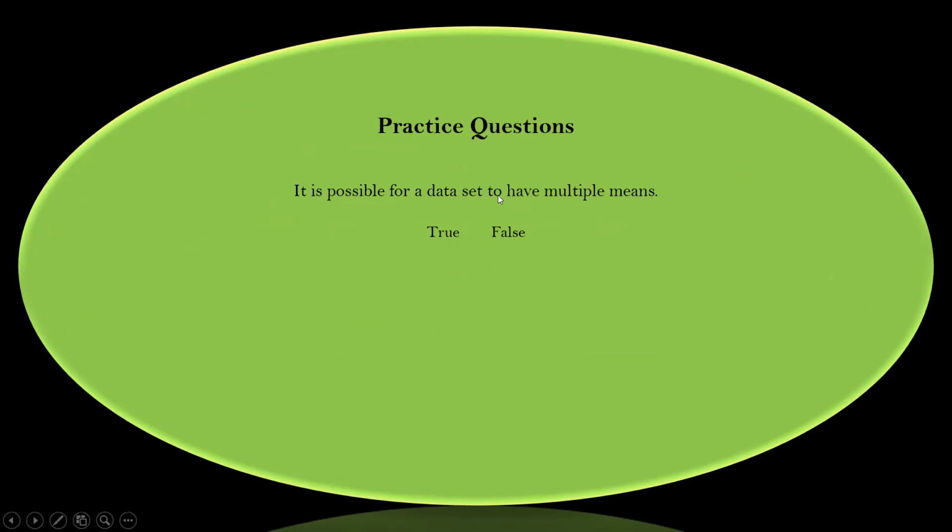It is possible for a data set to have multiple means. It is not. You can break the data set up into subgroups and then find multiple means. But for a single data set by itself, you only have one mean and you only have one median. And the purpose of this question is to let you know that in some cases, you may actually have multiple modes, though, or no mode. So you always have one mean, you always have one median, but you can have no mode, one mode, or multiple modes. So this is false.